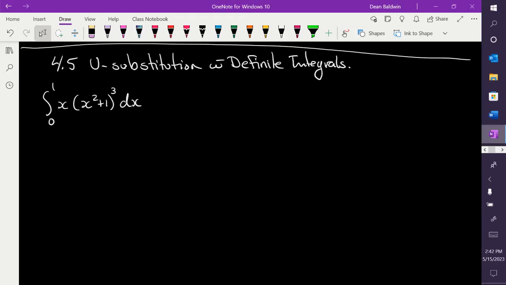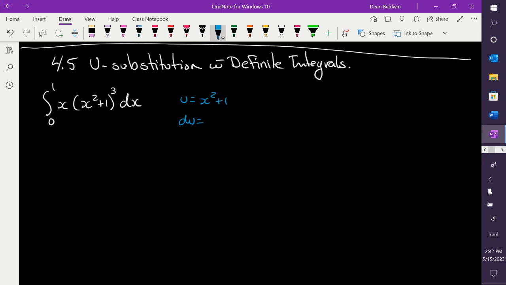Substitution with definite integrals. I'm going to show how to do this two different ways, the long way and then the faster way, but it actually doesn't matter which way you choose. It's your choice, okay? So if you're going to evaluate this, the first thing you're going to do is pick a value of u. What's u going to be? x squared plus 1.